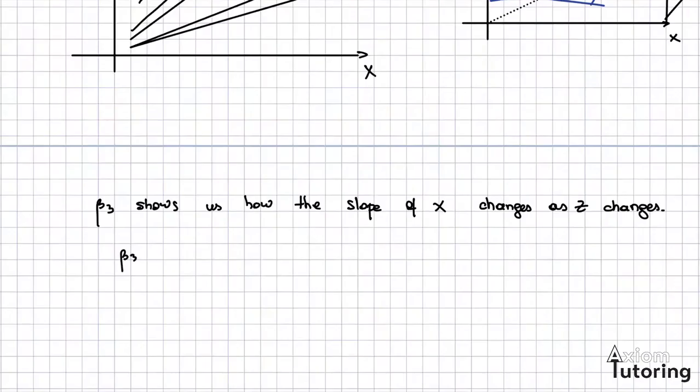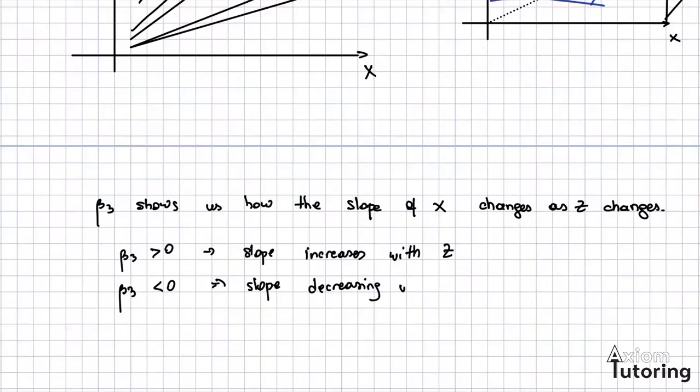Okay, and the same kind of results that we have seen in the previous video will apply. If beta 3 is greater than 0, that means that the slope increases with z. If beta 3 is smaller than 0, it means that the slope is decreasing with z. And if beta 3 is equal to 0, it means that there is no change. The interaction does nothing, so the slope doesn't depend on z.